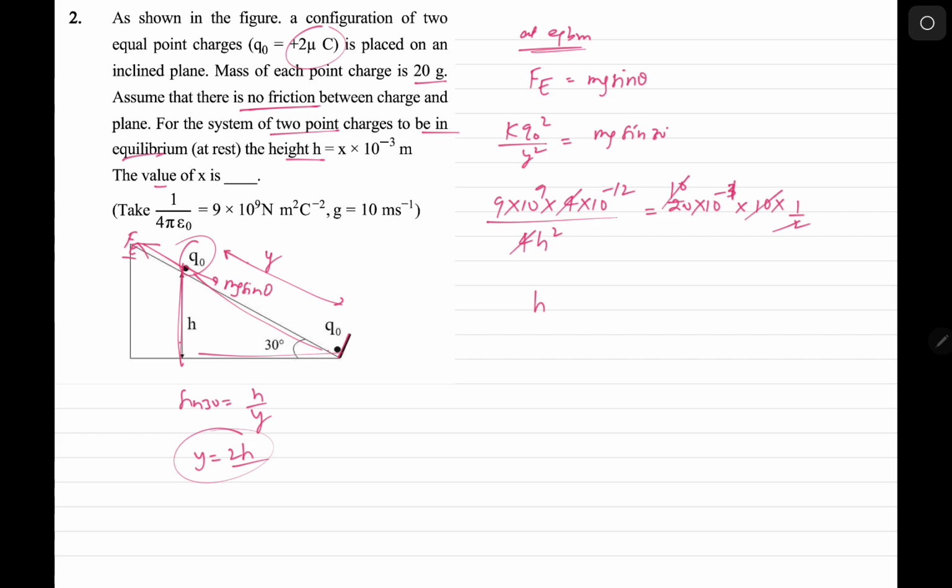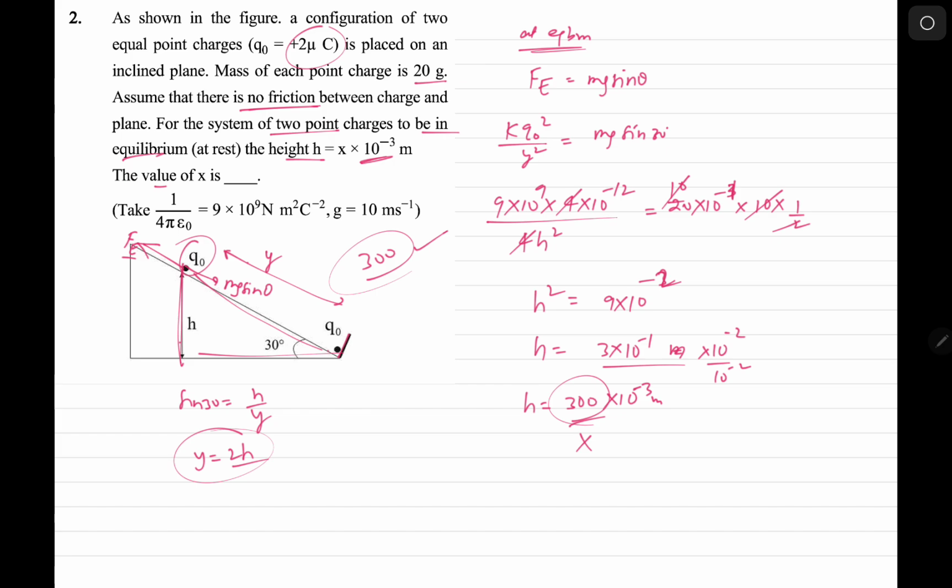h square is equal to 9 into 10 to the power minus 3 is minus 1 plus 2 minus 2. So h is equal to 3 into 10 to the power minus 1 meter. Now, the power is 10 to the minus 3, so we just make it 10 to the minus 3 here. So h equals 300 into 10 to the minus 3 meter. So that means h's value is 300. So that is the answer, 300.